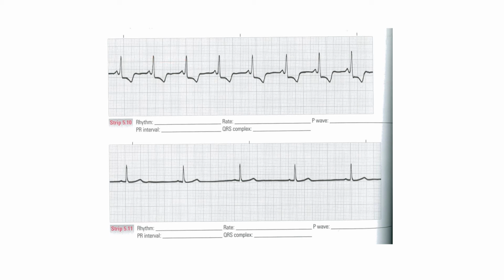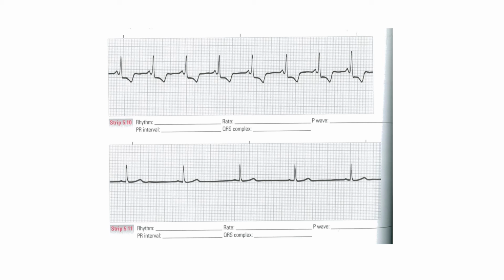If you use the 6 second method, you would only count the R waves between, so you would not count this one. Again, from here to here is 3 seconds, and this is 6 seconds. So we have 1, 2, 3, 4, 5, 6, 7. So 70-ish, but more exact would be 71. And for P waves, we have P's for every QRS. They are all upright. They all look the same. So we're going to call them sinus.